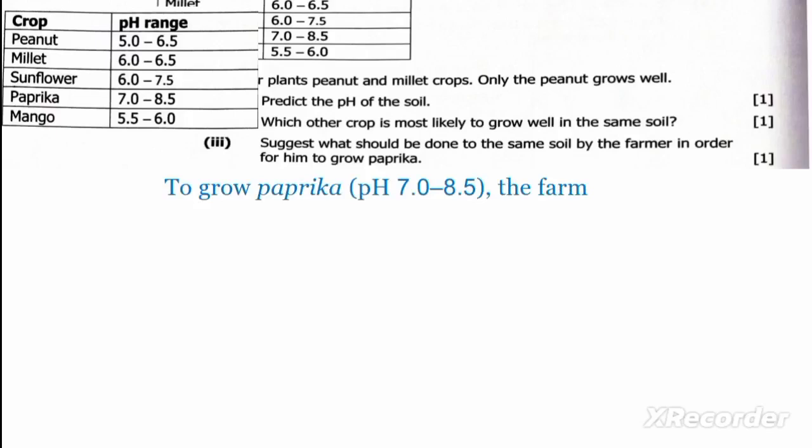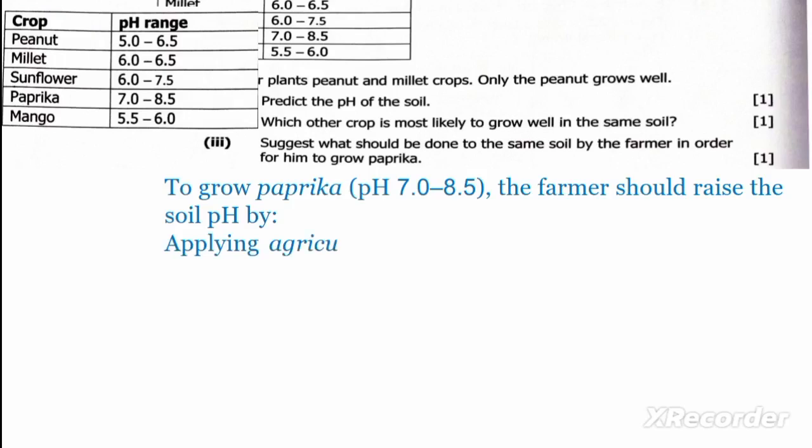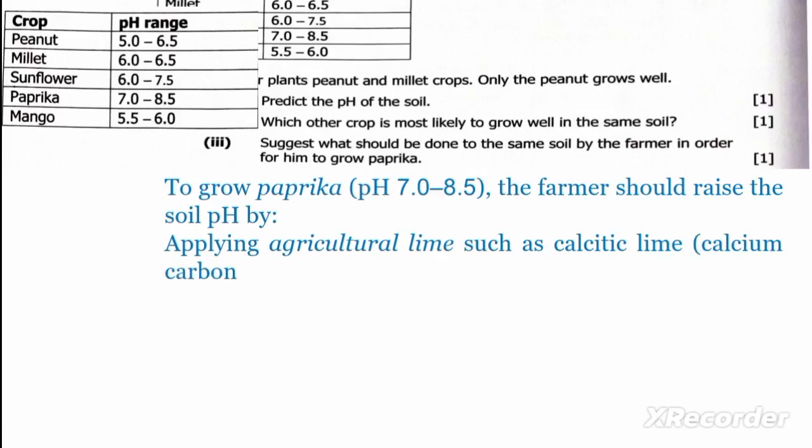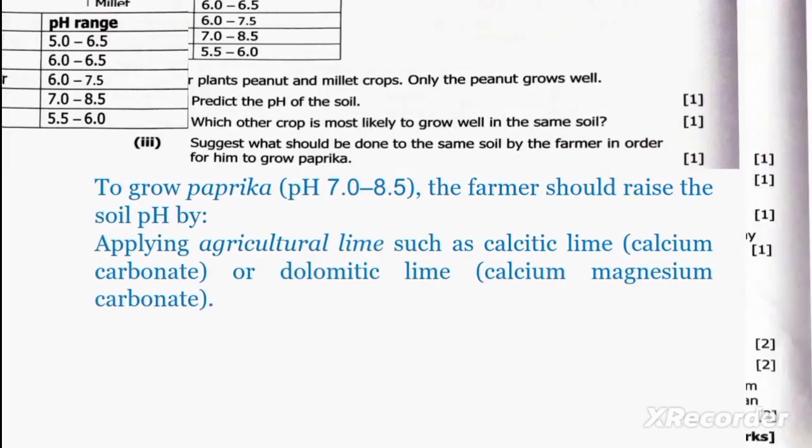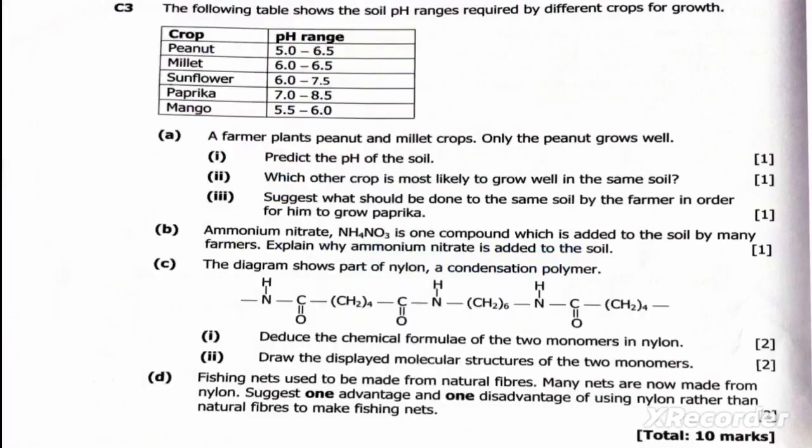So we are going to say to grow paprika, the pH 7.0 to 8.5. The farmer should raise the pH by applying agricultural lime. So we have talked about these limes. Okay, so these are some of the measures that this farmer needs to take. We move to the next question, which is question B.